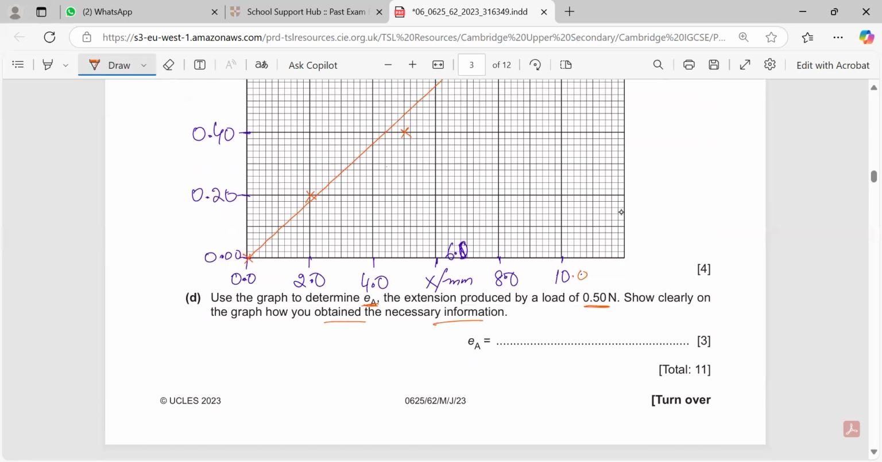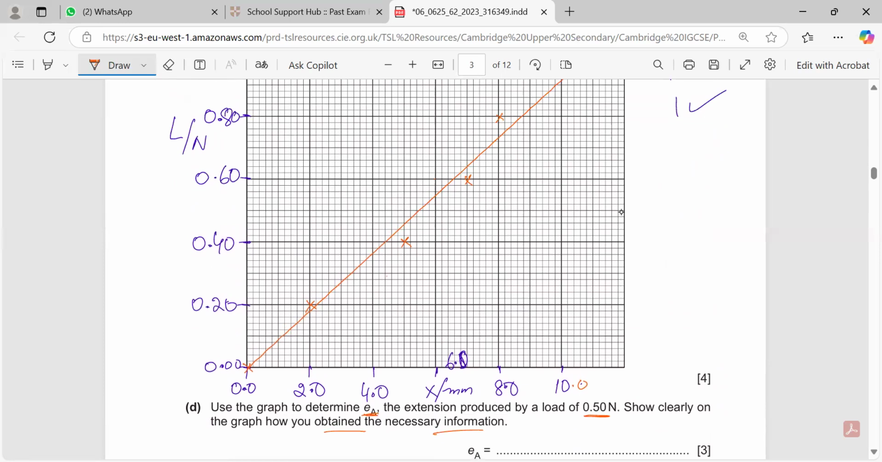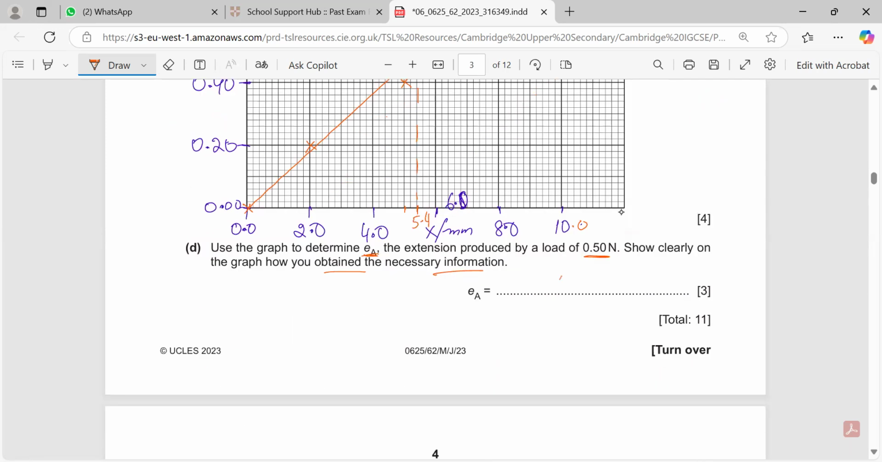First of all, 0.50 Newton. So it is of course here in between. This is 0.50 Newton. So what we will do, straight line this way till it touches the graph here, and then my dear friends, let's go down this way. Now we will check what this value is. See, in the center of course this is 5, then 5.2, 5.4, so I will say this is 5.4. So extension is simply equal to 5.4, but don't forget that it is in millimeters.